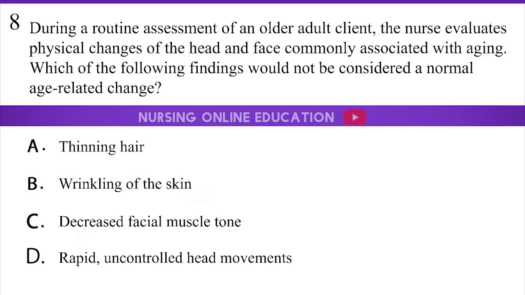8. During a routine assessment of an older adult client, the nurse evaluates physical changes of the head and face commonly associated with aging. Which of the following findings would not be considered a normal age-related change? A. Thinning hair. B. Wrinkling of the skin. C. Decreased facial muscle tone. D. Rapid, uncontrolled head movements. The answer is option D, rapid, uncontrolled head movements.